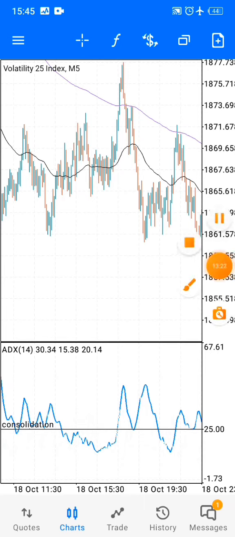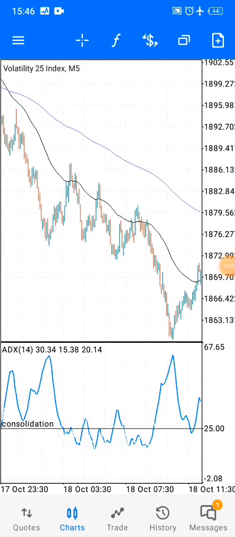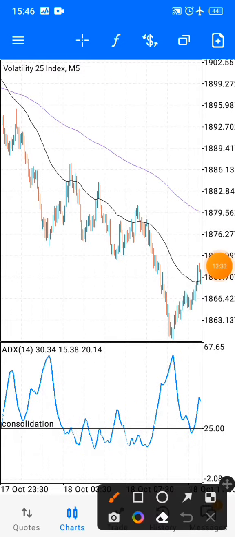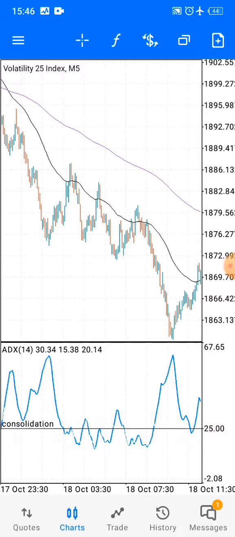Here, though, there was a trend line right here. So that's how you'll be trading using this strategy. Here there was a good opportunity, but we couldn't enter. Why? Because the ADX was hovering around the level 25, below the level 25 here, because, as you can see, it was some sort of consolidation right there.